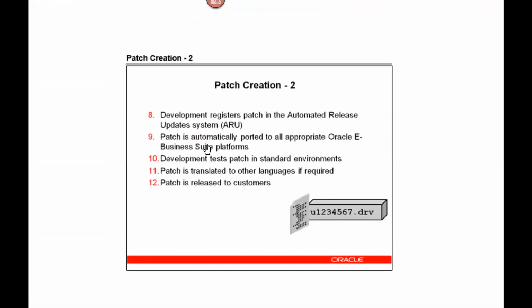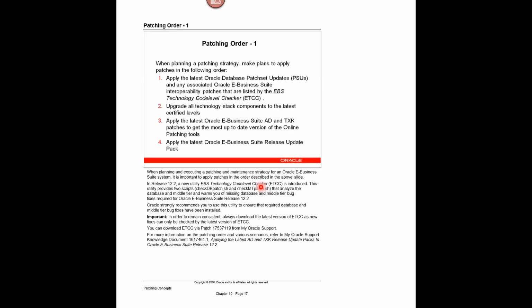And development will register with their own ARU system, where they will register that a new patch has come. The patch is automatically ported to all the platforms like Windows, Linux, Solaris. Then development tests patches in standard environments. Then the patch is translated to other languages. So they have to port to all the platforms and also for all the languages. Then the patch is released to the customer. So totally there are 12 steps before a patch comes to a customer.